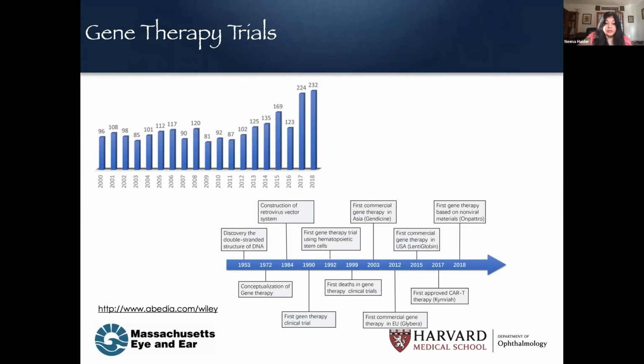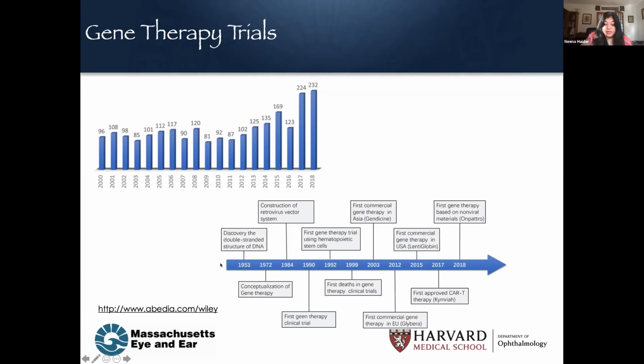Current clinical trials that have been going on have increased over the last couple of decades. So if we look at this chart from 2000 to 2018, we started at about 96, and we're currently, this is end of 2018, over 200 different clinical trials happening in the gene therapy space. These are not all ocular. This is more of a general slide to show you.